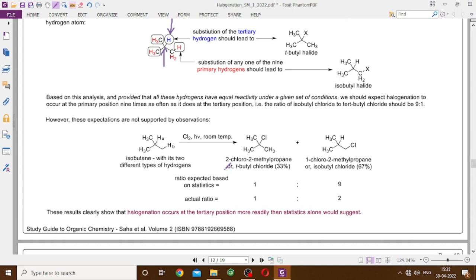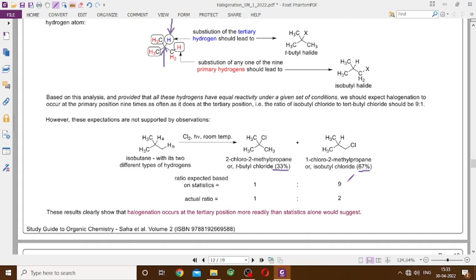What we see is completely different: 33% tertiary butyl halide, 67% isobutyl halide. So it's more like 1:2. From 1:9, you are getting 1:2. So undoubtedly this gives the impression that tertiary hydrogen replacement is way faster compared to primary hydrogen replacement.